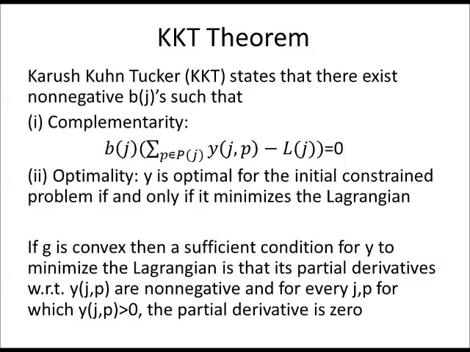And now I introduce the KKT theorem. KKT stands for the initials of Karush, Kuhn, and Tucker. So the theorem states that there exist non-negative bj's that satisfy some complementarity relation. For each j, either bj is 0, or the constraint that is related to the demand of that class j is satisfied with equality. The second point is the optimality. So y is optimal for the initial constrained problem if and only if it minimizes the Lagrangian for those b that we have in the first part. These conditions hold under a convexity assumption over the function g.